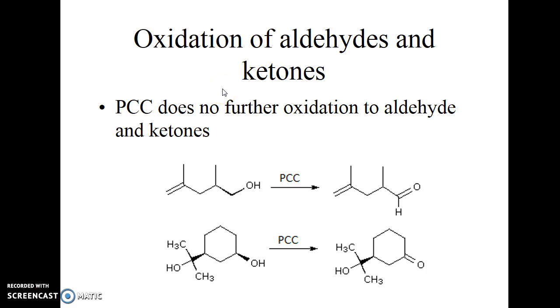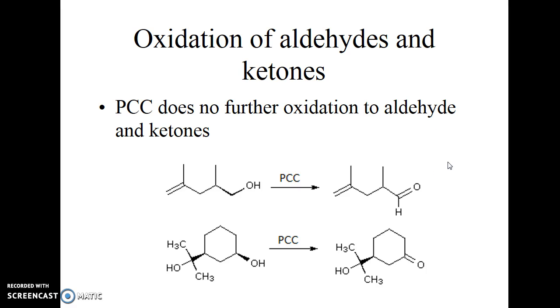Okay, we can oxidize alcohols to make aldehydes and ketones. We can use pyridinium chlorochromate, which we call PCC, and if we have a primary alcohol, as shown right here, what do we get? We get an aldehyde, a primary alcohol gives me an aldehyde. A secondary alcohol will give me a ketone, and PCC will not oxidize these any further. So this is a nice gentle oxidation.